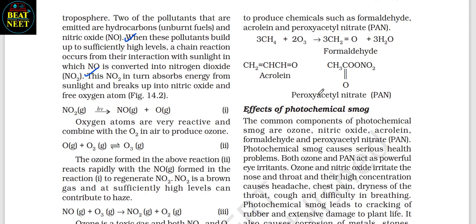Figure 14.2 I will show you. NO2 in presence of sunlight gives out NO plus O. Oxygen atoms are very reactive and combine with O2 in air to produce ozone. O plus O2 gives out O3.